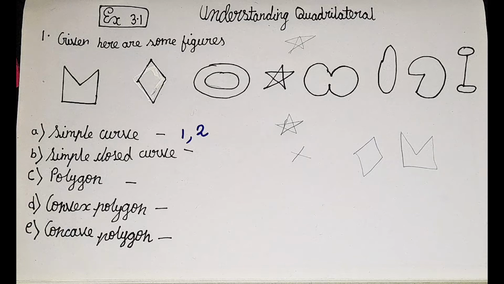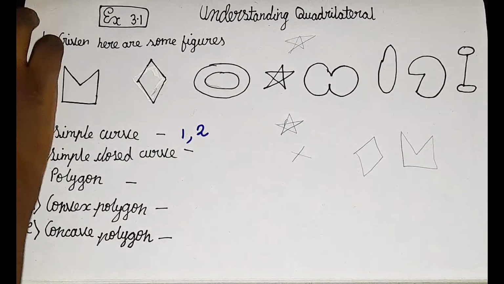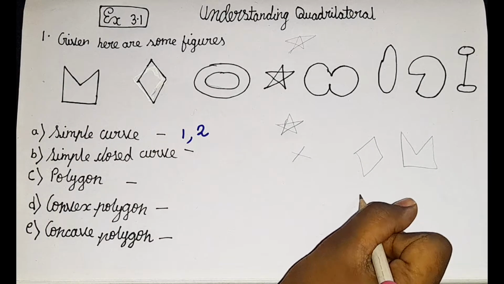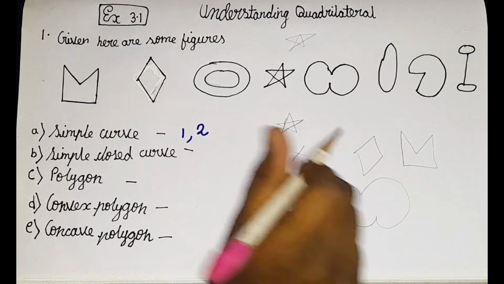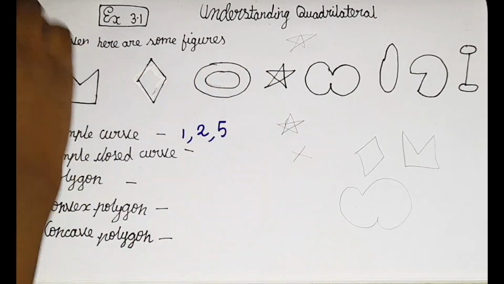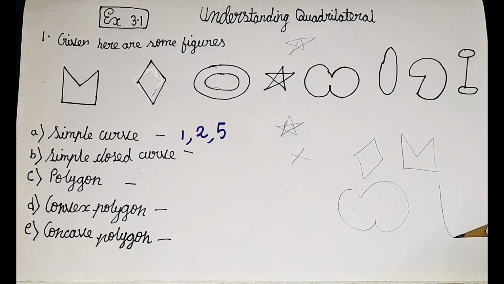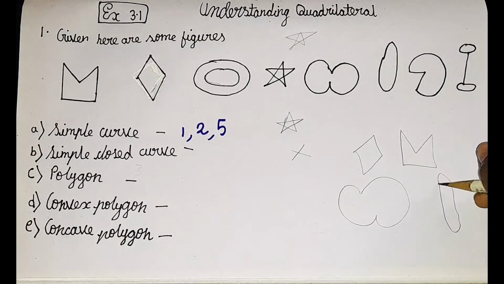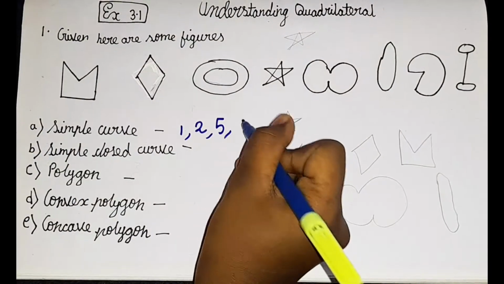So next, our fifth question. This shape we can draw easily, am I right, without lifting the pen. Just like this and like this. So this is a simple curve, our fifth one. Next one is a weird shape like thingy. This also, without lifting the pen, we can draw. So our sixth one also is a simple curve.